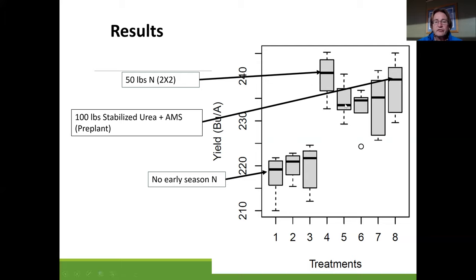Equally interesting was treatment number five, where they knifed in or early side dress applied UAN at the V2 to V4 growth stage. While that wasn't as high yielding as the 50 pound starter application, it was still higher yielding than the no cover crop comparison. And that's a very convenient way for farmers to manage.